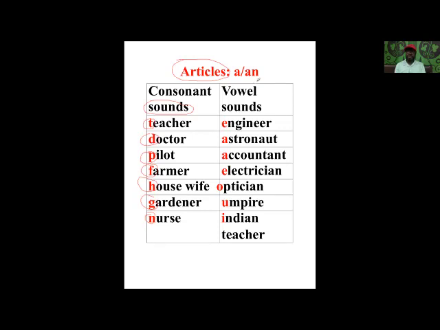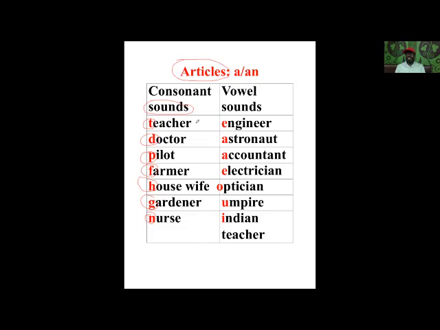For you to be able to use the articles a and an, you must know the difference between a sound and a letter. A word which begins with a consonant sound takes a: a teacher, a doctor, a pilot, a farmer, a housewife, a gardener, a nurse.